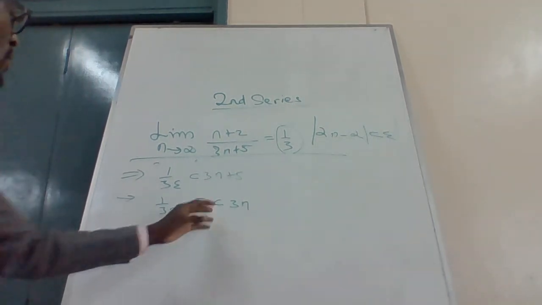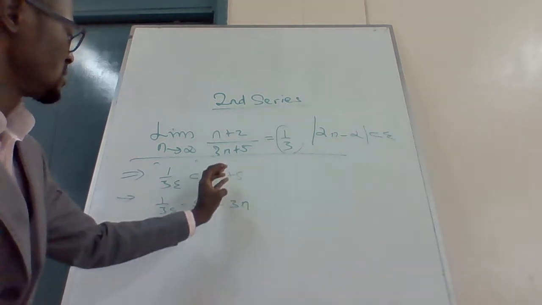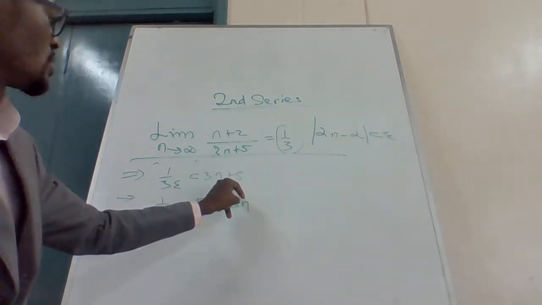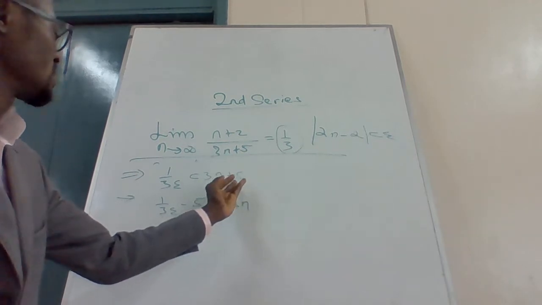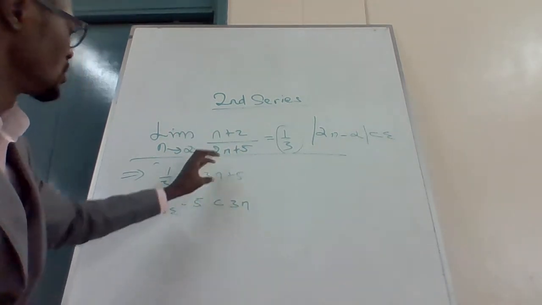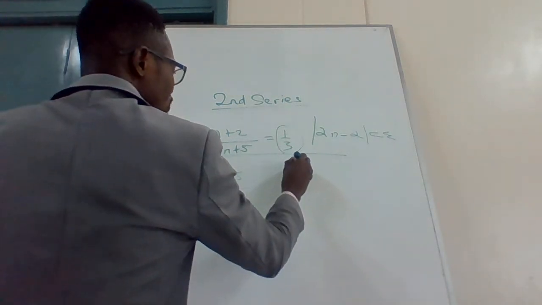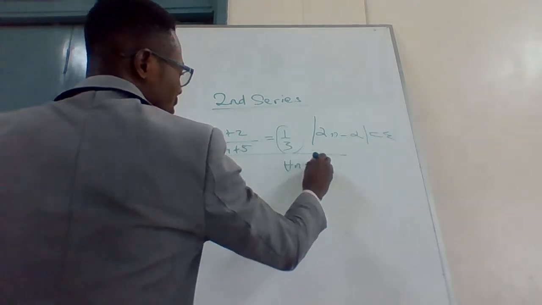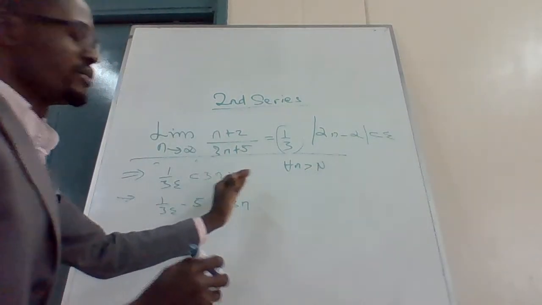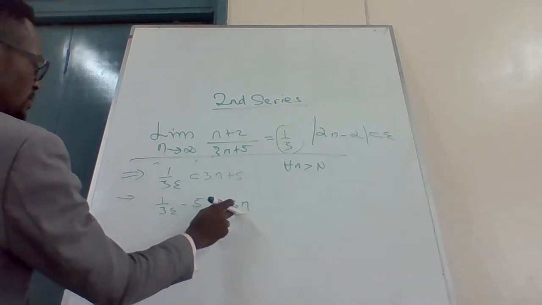You have to be careful with the inequality sign and the negative sign that I have introduced, because this is positive 5. So when you take positive 5, in order to have 3n on one side, remember that for all small n must be greater than capital N. So we want to have this on one side, so that now you will distribute this.